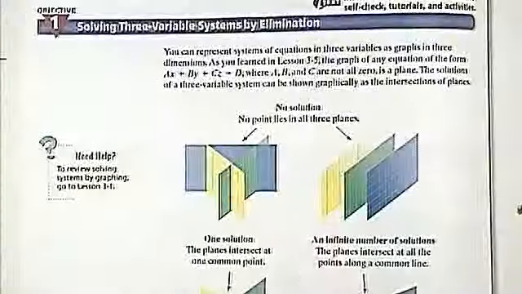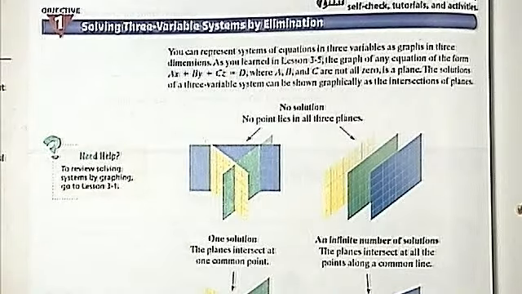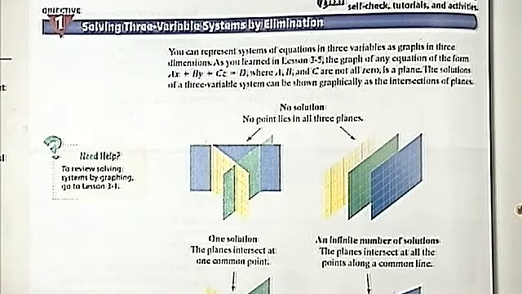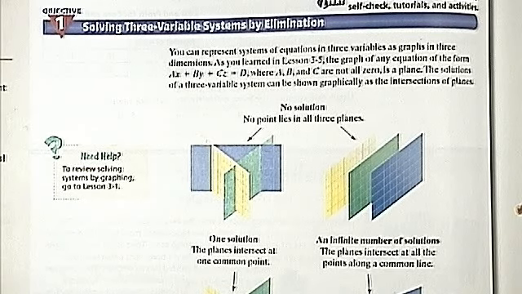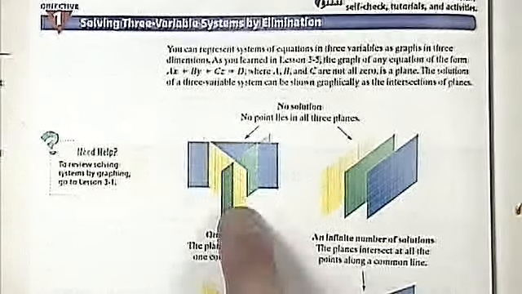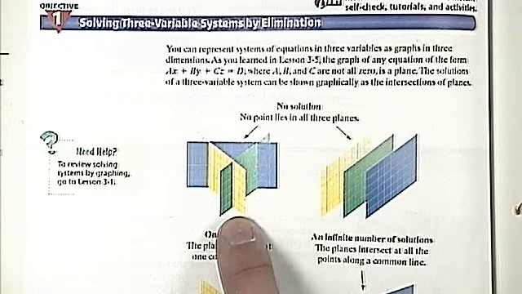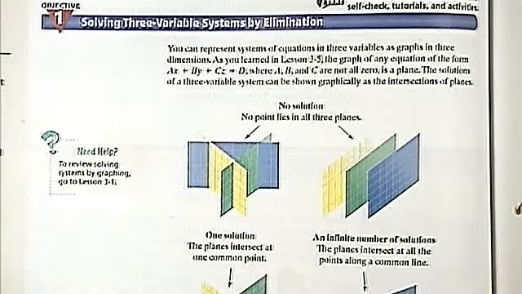We're dealing with planes. Not the kind that you fly, but the flat planes that you talked about in geometry. These are two examples of situations where the planes never come together, so there's no solution. Yes, it's possible to have three planes that don't come together in the same point. They could either be like this, or they could be parallel planes. Now there are two other situations.